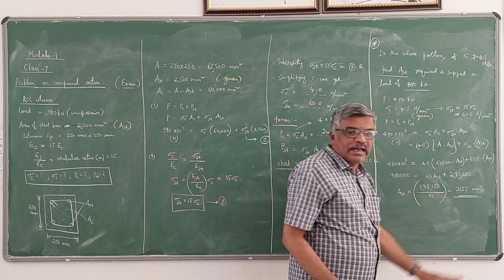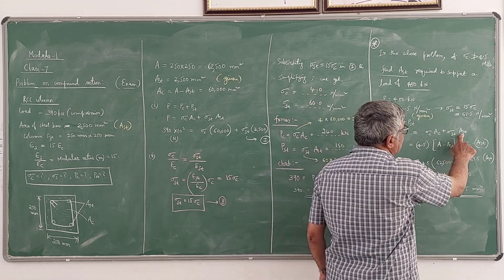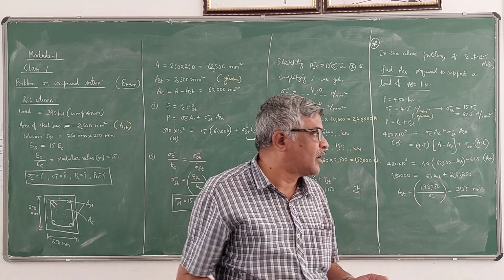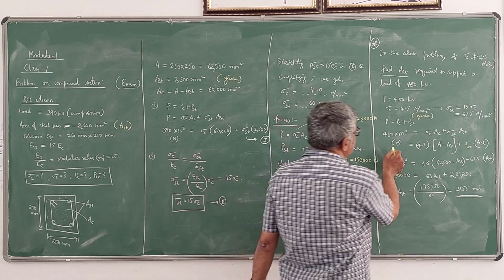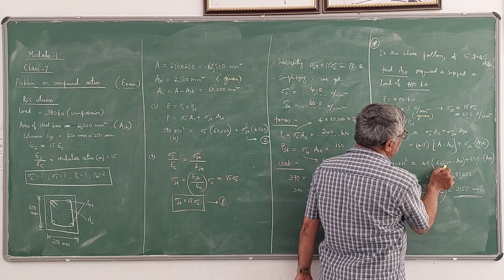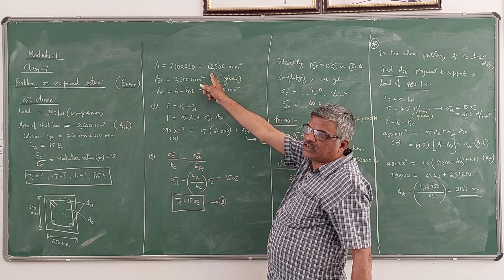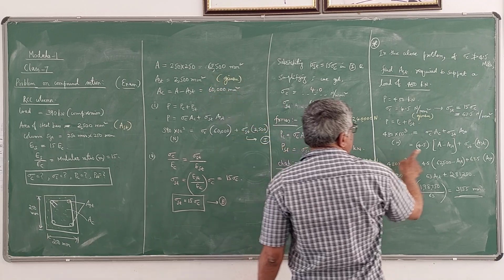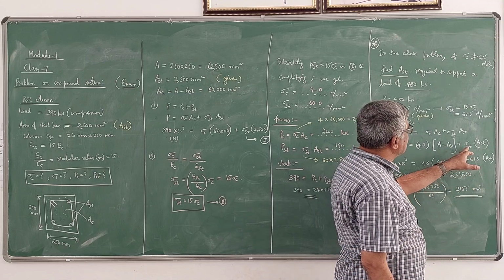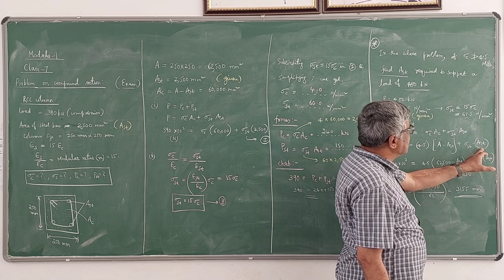So in this case, AST is unknown. We have to find out AST. So we have to convert this AC also in terms of AST. Then we have to solve. So in this case, what happens? This LHS is the same. RHS now becomes, A is 62,500 only. See here, total area, we are not changing the size of the column, 62,500 minus AST, which is unknown, plus sigma ST we know, 67.5 into AST, which is unknown here.